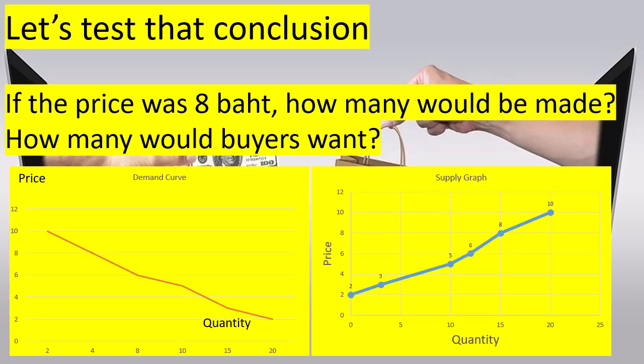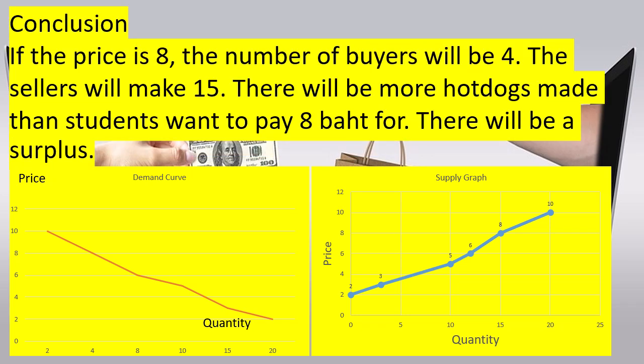So let's test that conclusion. If the price was 8 baht, how many would be made? How many people would want to buy? So look at the demand curve, the red one on the left, at 8 baht. So go to 8 on the vertical y-axis, the number that would want to buy, and the answer is, if the price is 8, the number of buyers will be 4.